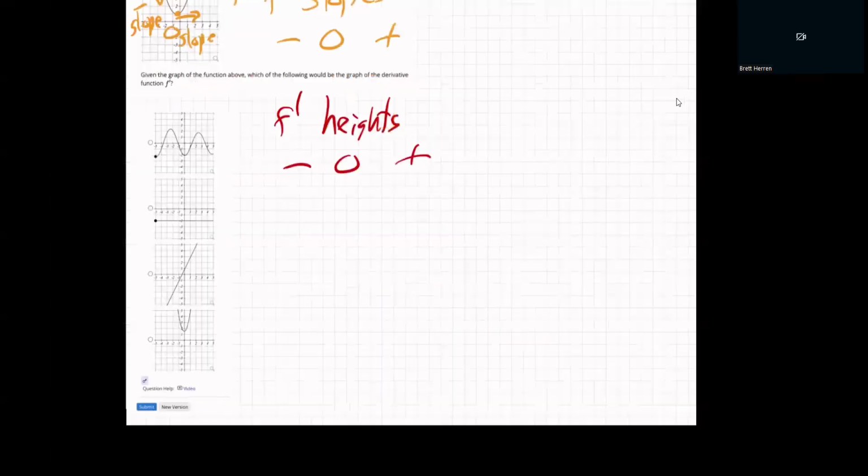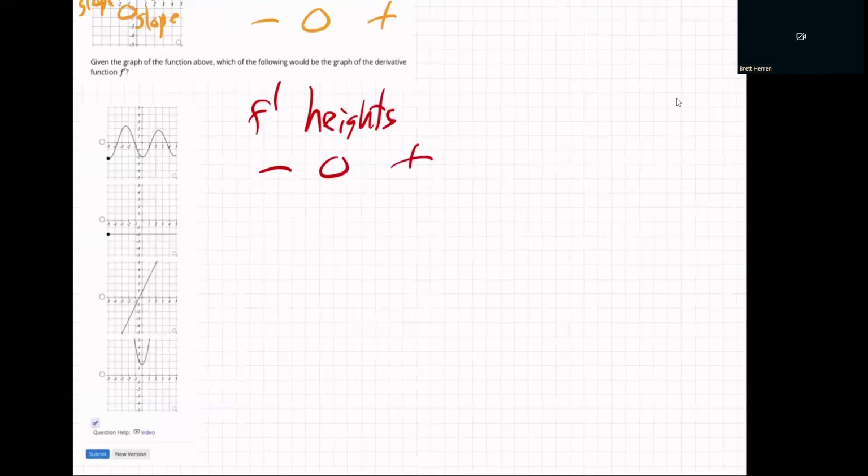Which one does that? Well, which one starts out negative? Negative height, then zero height, then positive height. That's it. That's our answer right there.